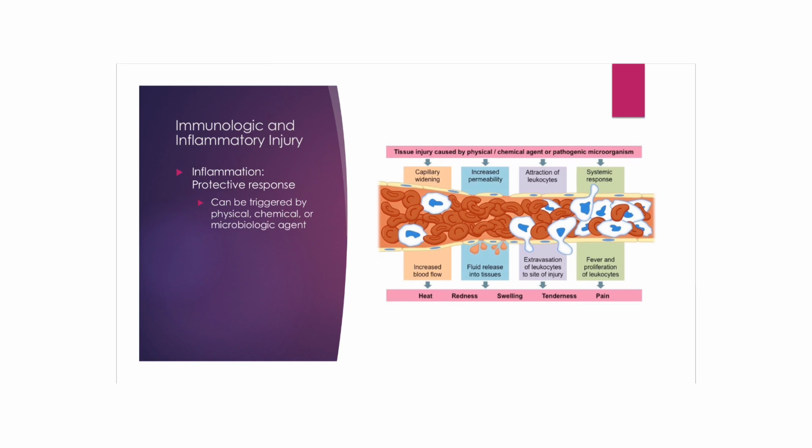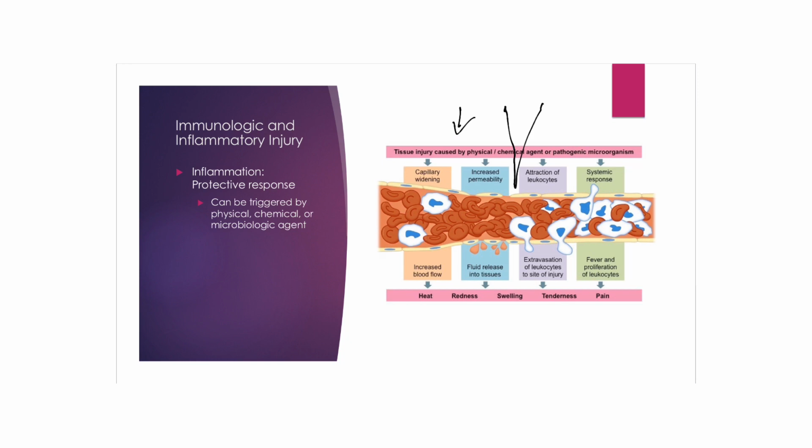The next type of injury we have is an immunologic and inflammation injury. Inflammation is a protective response, and it can be triggered by a physical, chemical, or microbiologic agent. If you look at this diagram, it tells us about the inflammatory process. Tissue injury is caused by a physical or chemical agent or some sort of pathogen. Just picture this blood vessel here, and you have a knife or something sharp that pokes through the skin right near it or into it.